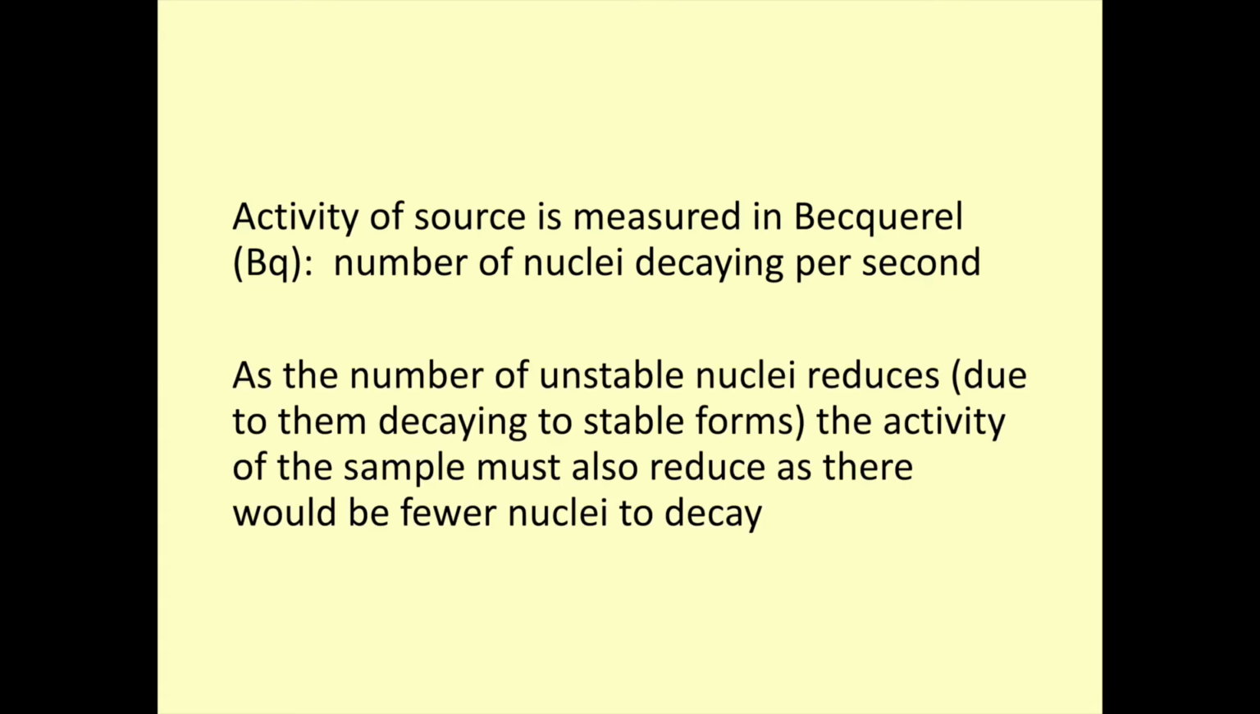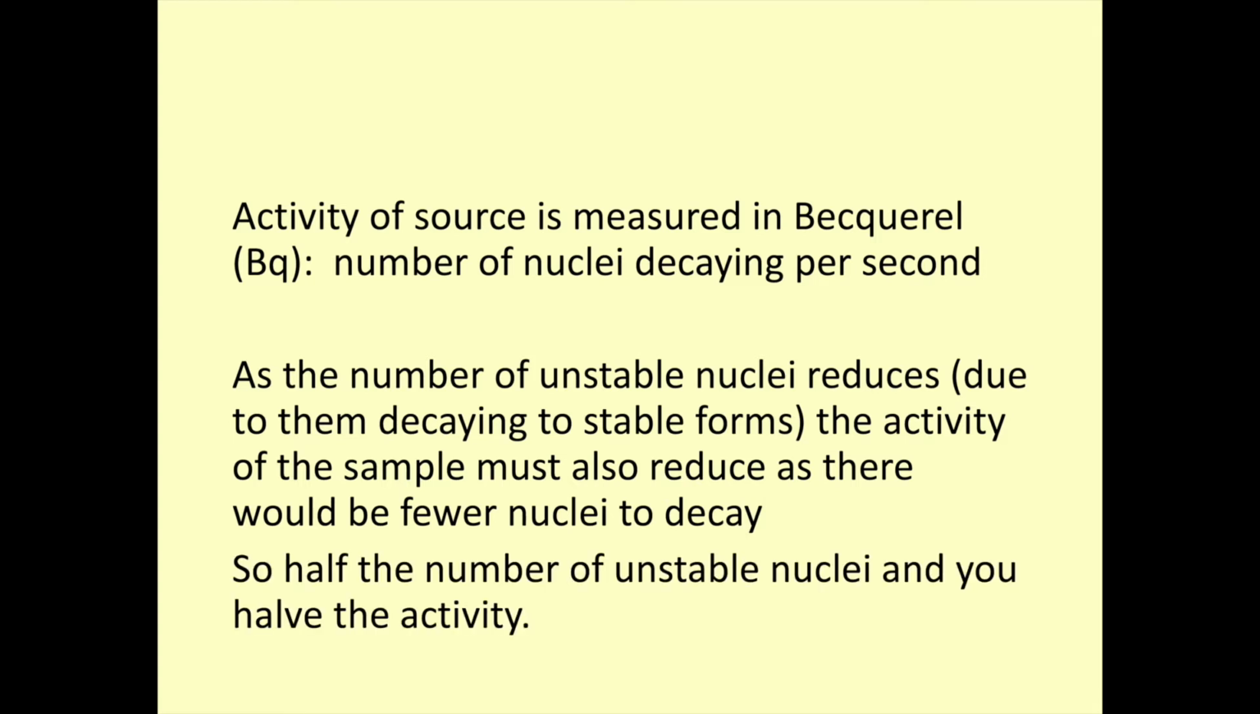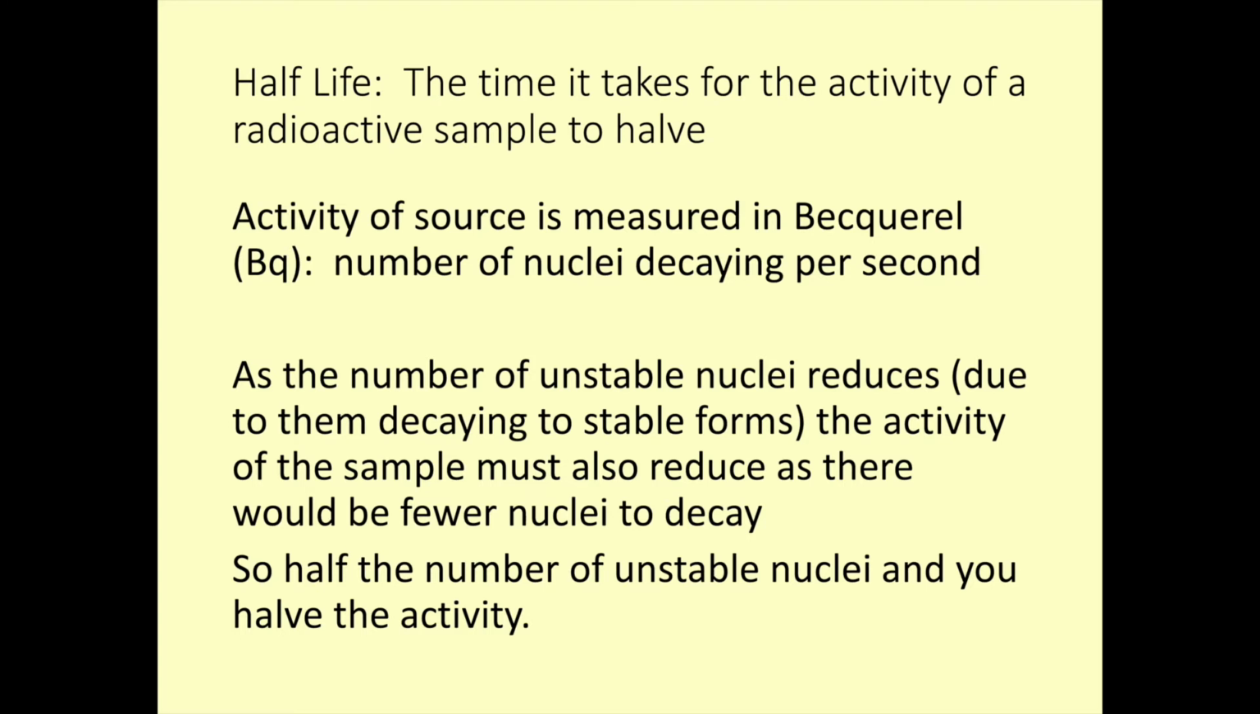So as the number of unstable nuclei reduces as they become stable, the activity of the sample must also reduce, as there will be fewer nuclei decaying each second, and therefore your activity must be lower. So if we're halving the number of unstable nuclei, then we're going to be halving the activity of the sample. Our half-life therefore can be defined as the time it takes for the activity of a radioactive sample to halve.